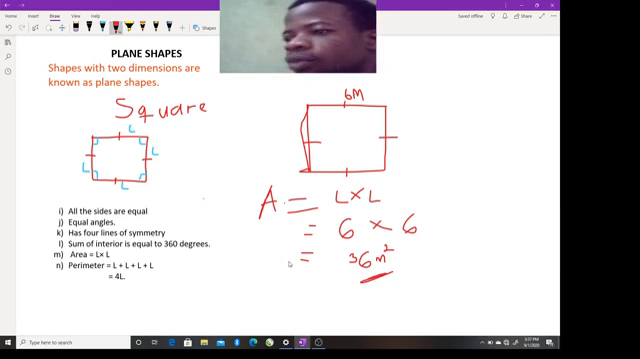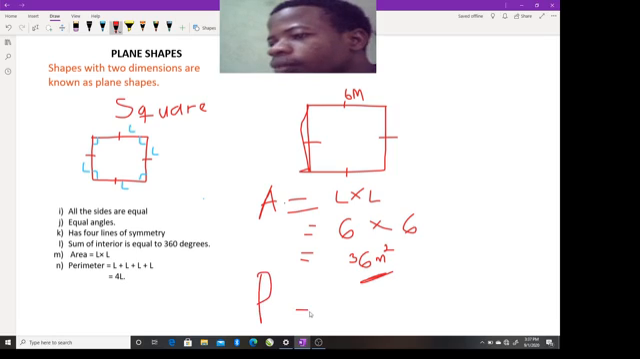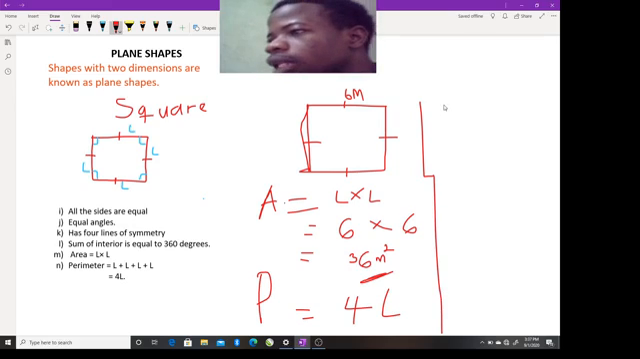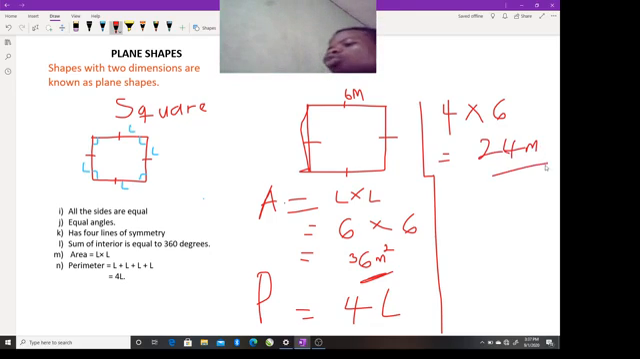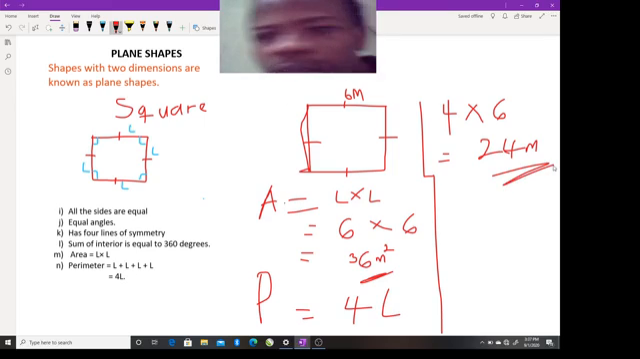So you have this. Then the perimeter is what? 4L. And what does that imply? 4L, that will be 4 times 6. That is equal to 24 meters. So the perimeter is measured in meters or centimeter or millimeter or kilometer, right? In any of the units they give you. But the area will carry square. Please note that. So that is that about a square.